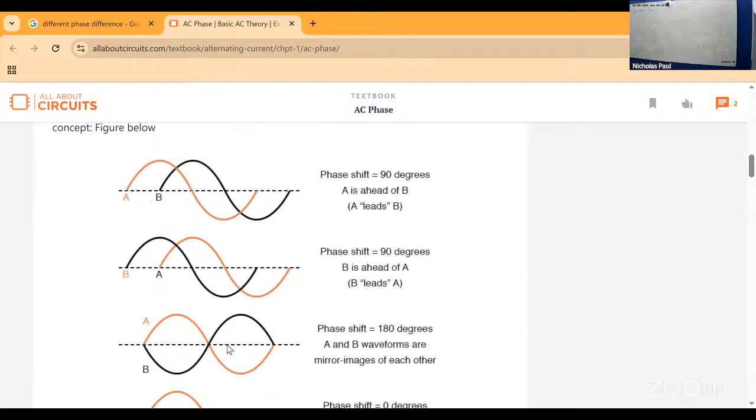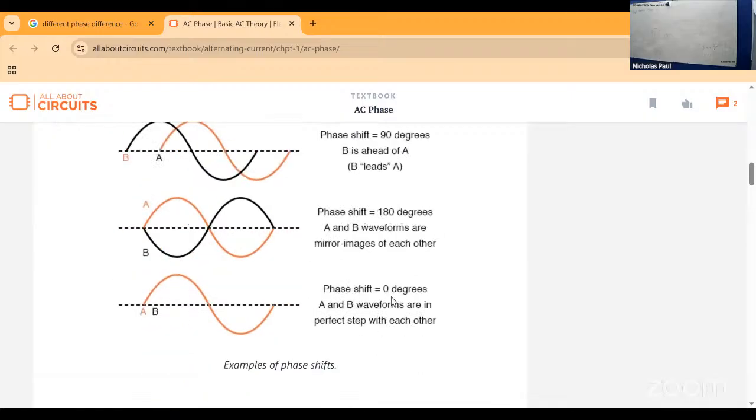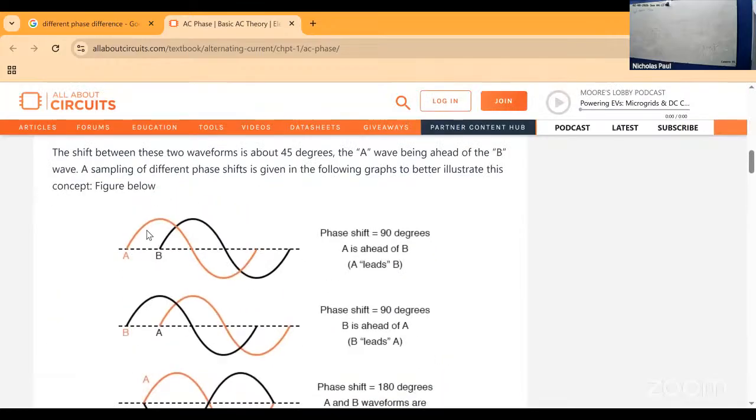And look at the third diagram. Phase difference is 180. A and B are mirror images of each other. And the last one, they're both totally in phase. Phase difference is 0. Are you okay with that? And of course, between 0 and 90, you have more.